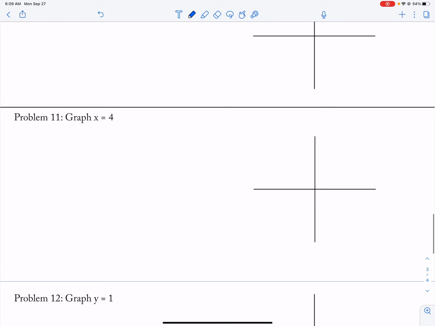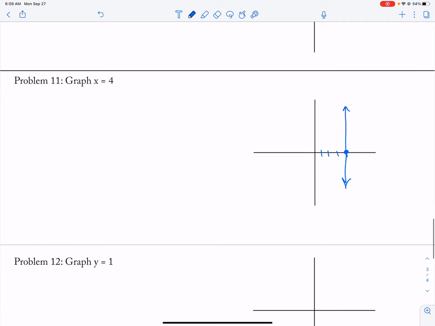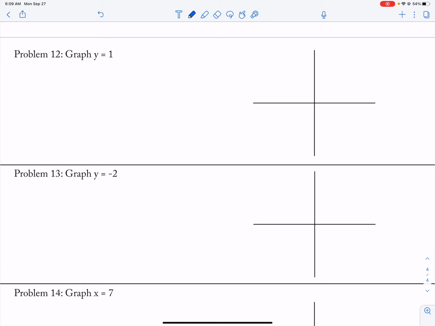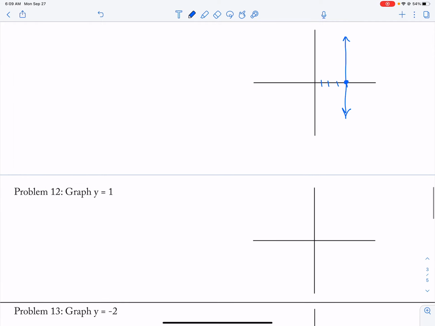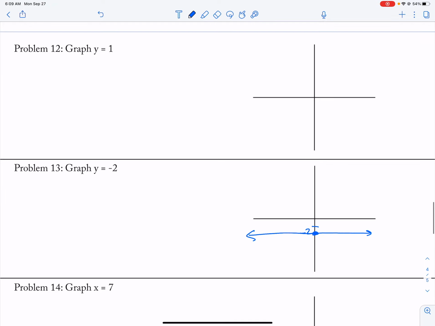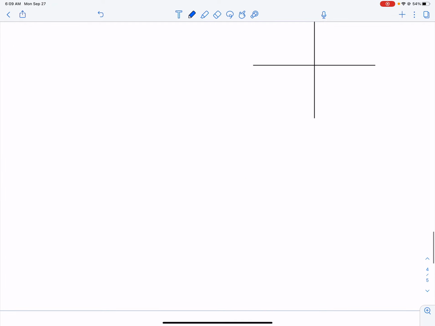Graphing a vertical line, so this is just x equals 4. I plot x equals 4 as in the coordinate point, and then I make a straight line. So x equals equations with no other variables is a vertical line. And then y equals equations without any other variables is a horizontal line. So at -2, I plot -2 on my y-axis, and then I make a horizontal line. And I should have plotted 4 there. Okay? And that is it for this section.